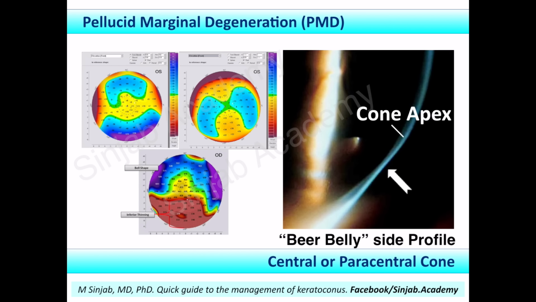In addition, the cone apex in pellucid marginal degeneration is just above the area of thinning, contrary to what is seen in keratoconus. In keratoconus, the thinnest area corresponds to the apex of the cone. Here, the cone apex is just above the area of thinning, and this is called the beer belly side profile.